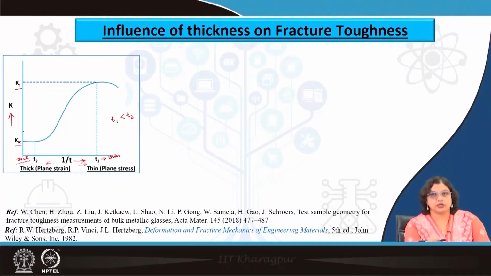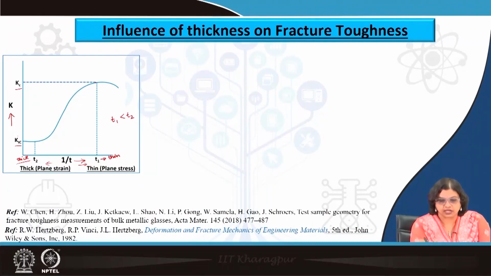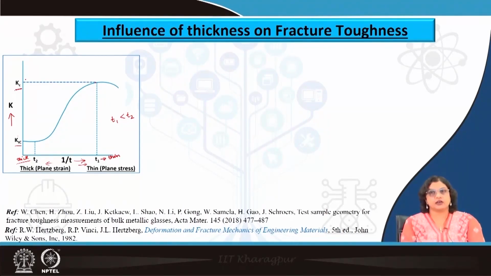This is the normal nomenclature that we use: for the plane strain condition we use the fracture toughness as K1C, and for the case of plane stress condition, fracture toughness or the critical value of stress intensity factor for fracture is termed as Kc instead of K1C. But this essentially means the critical value of K that leads to fracture.